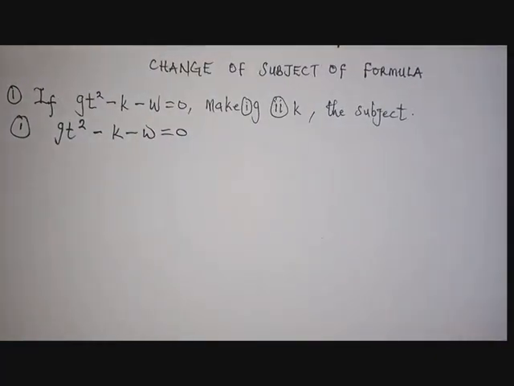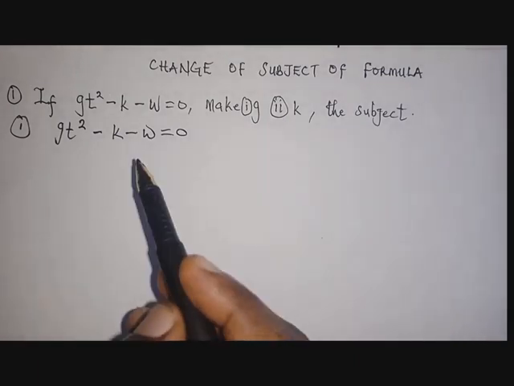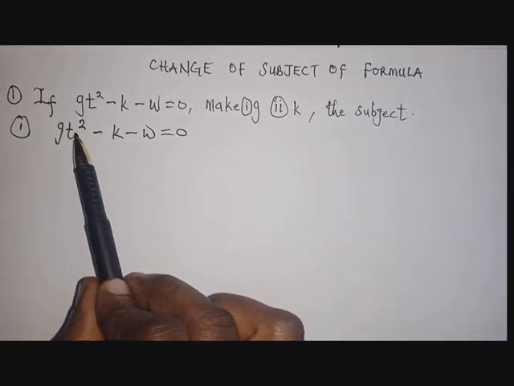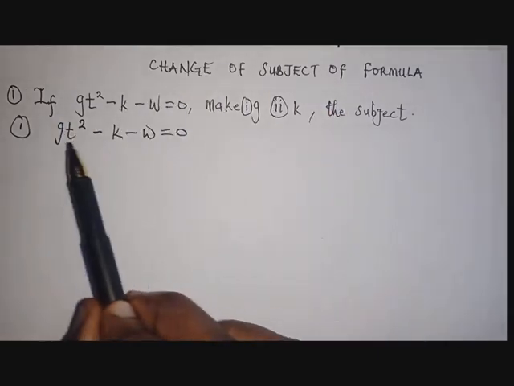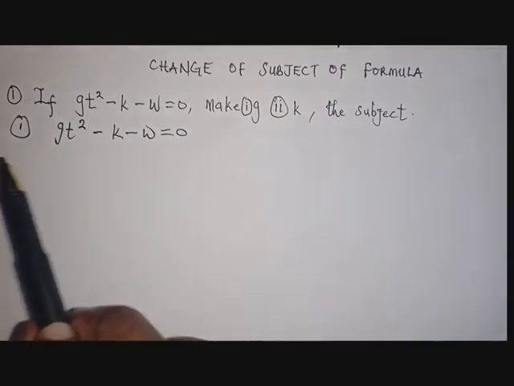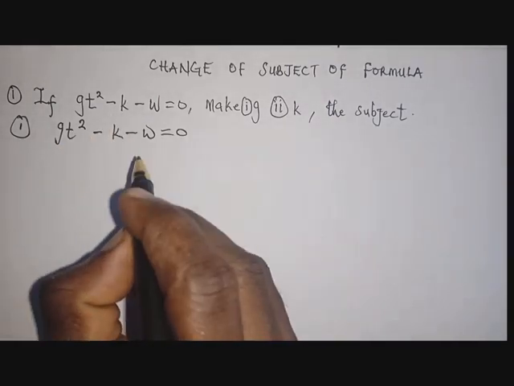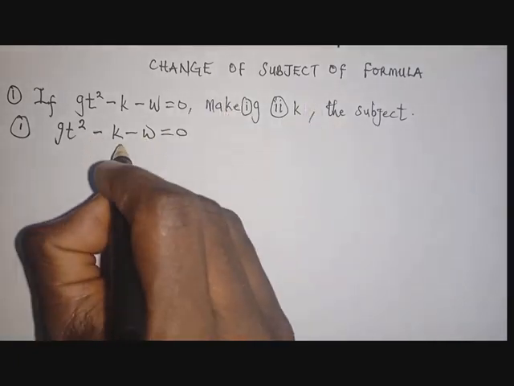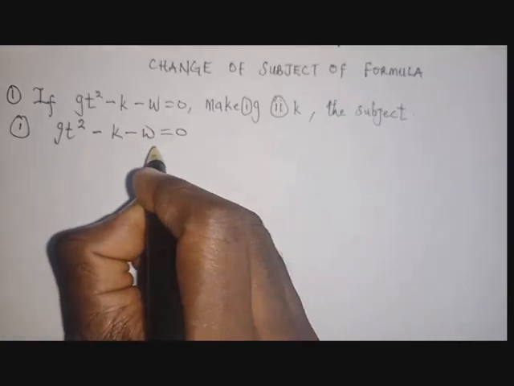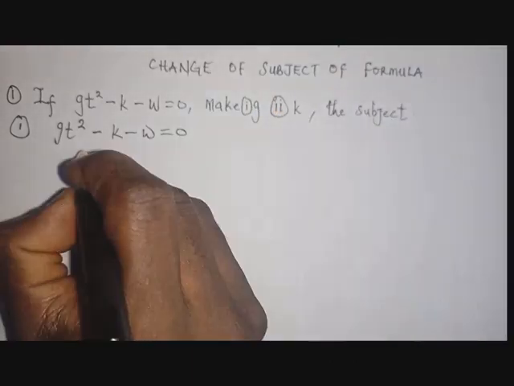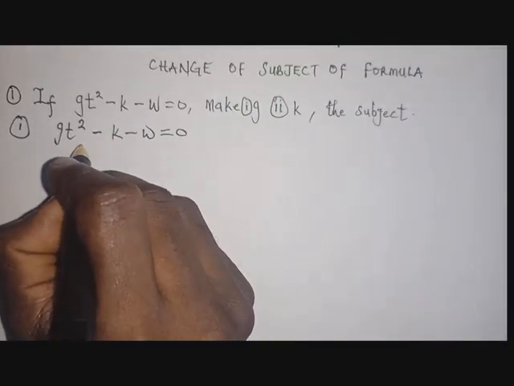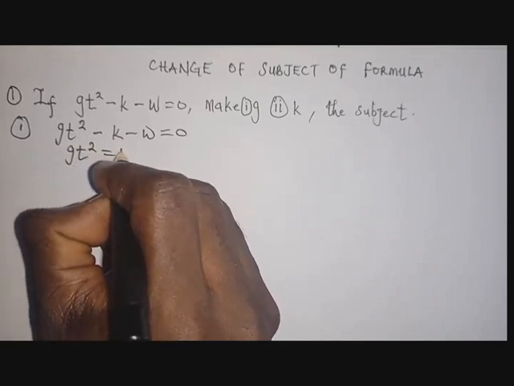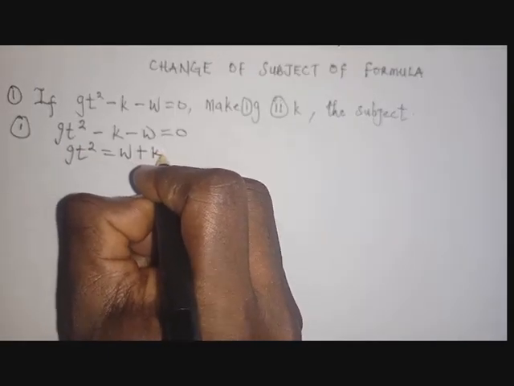If you want to change the subject of a formula, all you simply need to do is, since we are trying to make g the subject, every other term should be on the right hand side, while g alone will be left on the left hand side. So I'm going to take the terms one after the other to the other side. So the negative w crosses and becomes positive w, also negative k. So I'm going to be left with gt squared equals w plus k.